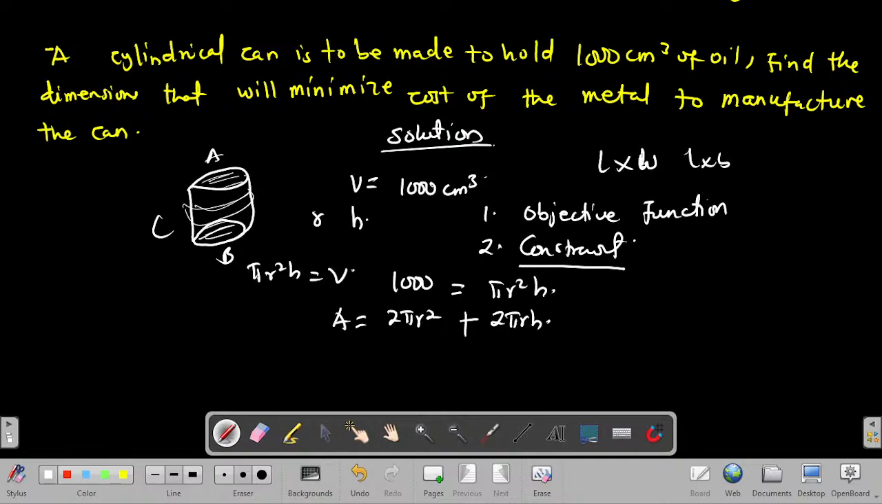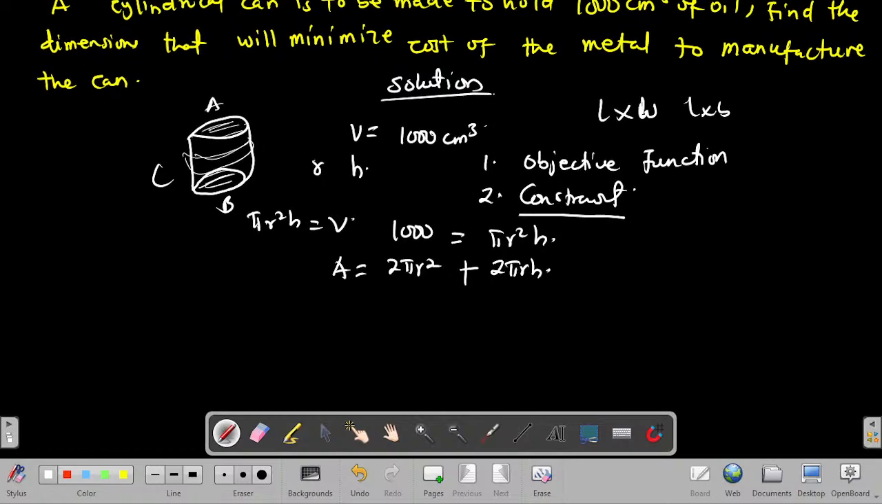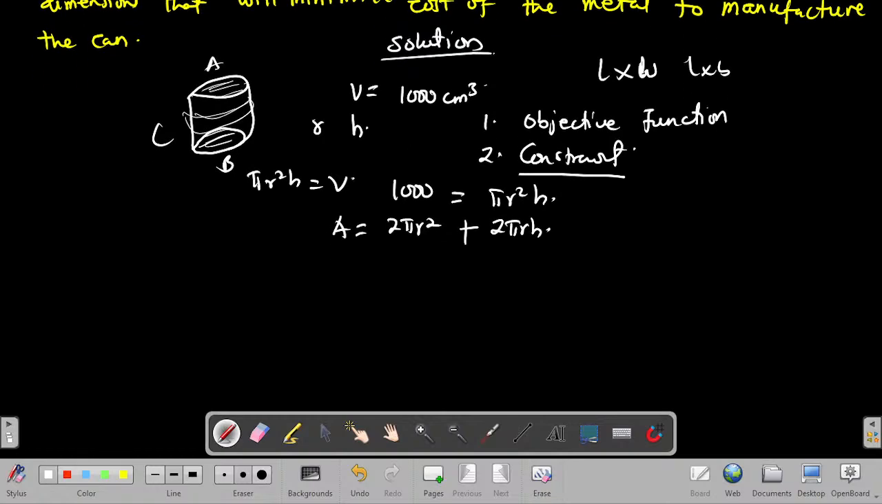Once you have this done, then for optimization, you simply have to make a variable the subject from the constraint and put it into the objective function. That is the goal. So the goal of optimization: make a variable the subject, go and put it inside the objective function. Then you optimize. So A is equal to 2 pi r squared plus 2 pi r h.